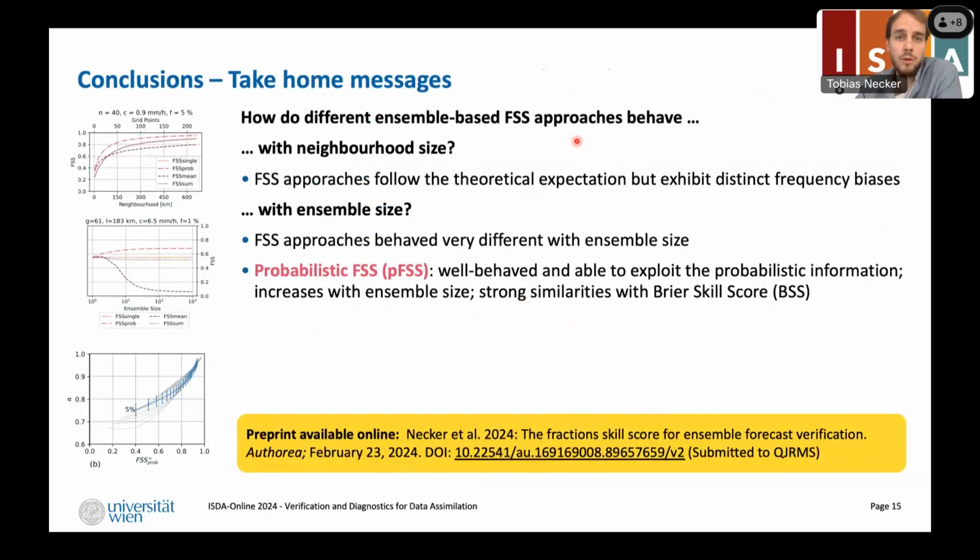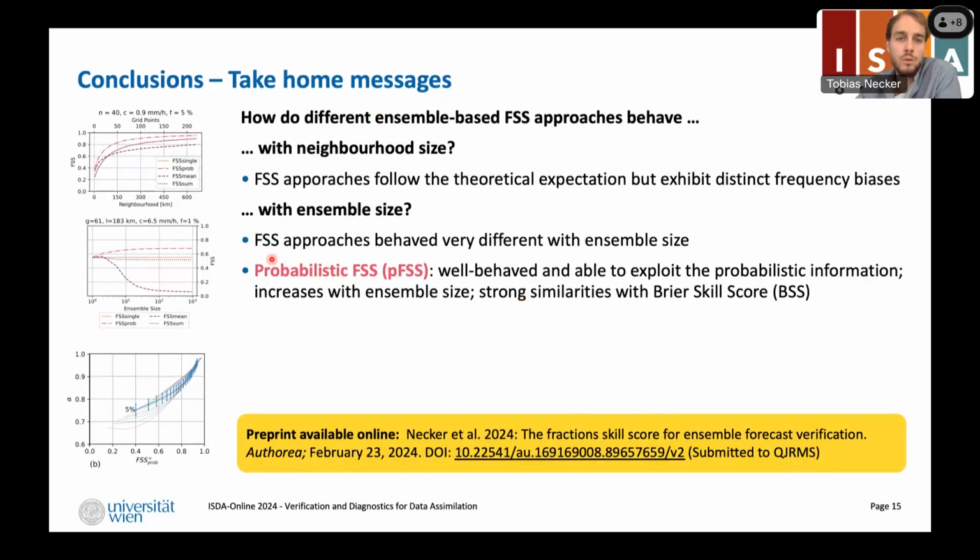So how do different ensemble-based approaches behave with neighborhoods? The good thing is all approaches follow the theoretical expectation, but exhibit distinct frequency biases. Their behavior with ensemble size was very different. So if you computed the FSS in the past from an ensemble, check which approach you used and make sure that you keep this in mind when comparing different ensemble systems.